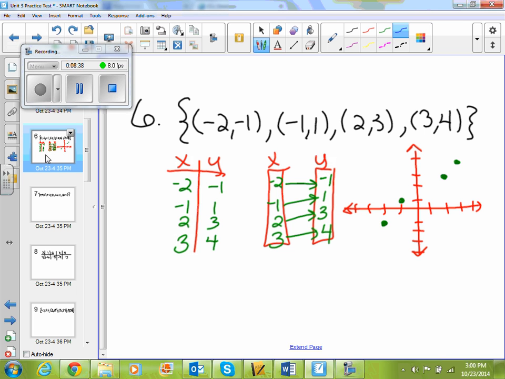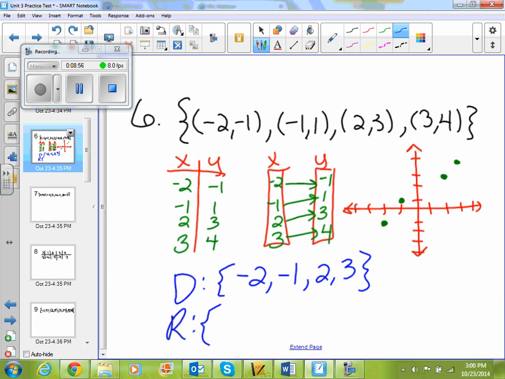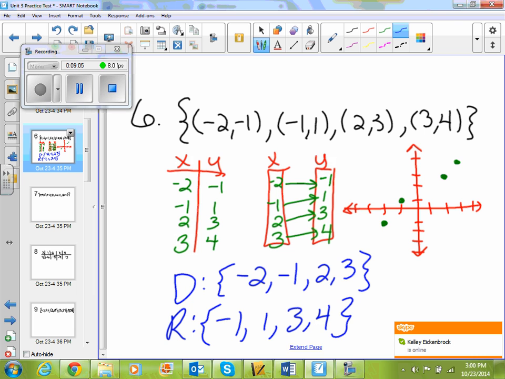So then the next thing I have to do is figure out my domain and my range. Okay, so what's my domain? Okay, perfect. Negative 2, negative 1, 2, and 3. Those are my x values from my mapping diagram. What about my range? Perfect. Negative 1, 1, 3, and 4. Those are my y values from my mapping diagram. So the last thing I look at is whether or not this is a function. So looking at my x column of my mapping diagram, is there any x value that has more than one arrow? Nope. So is this a function? Perfect.